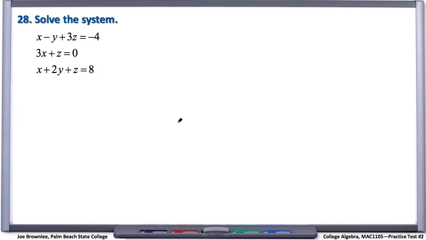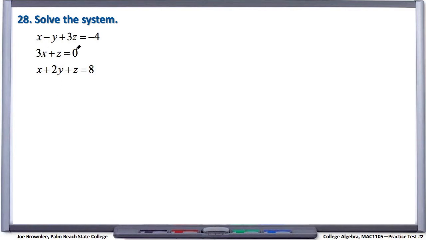All right, number 28, solve the system. And again, we have a system of three equations, three unknowns. Equation 1, x minus y plus 3z equals -4. Equation 2, 3x plus z equals 0. And equation 3, x plus 2y plus z equals 8.